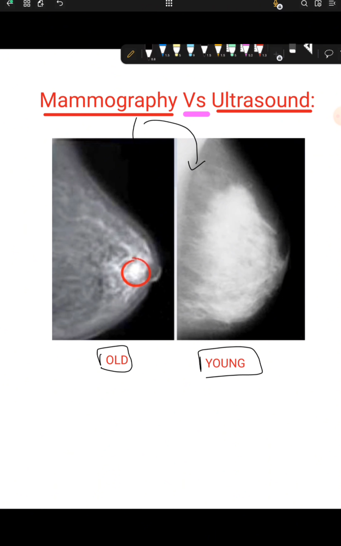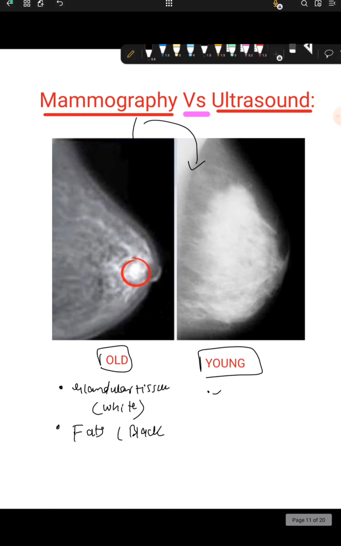Remember, I will tell you one thing. Both have glandular tissues, whose appearance is white, and fats, which are black. If a lump is present, what is the appearance of the lump? It is also white. So what is important in this topic is that the lump is white, right?